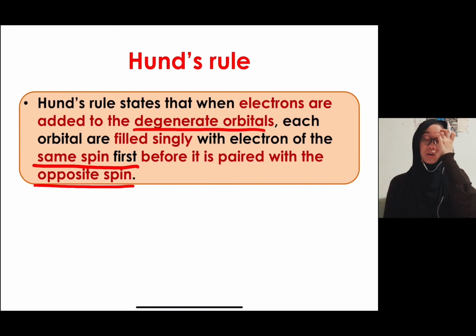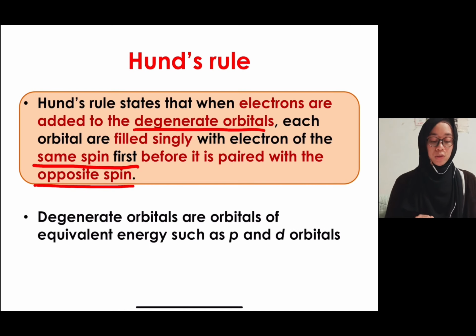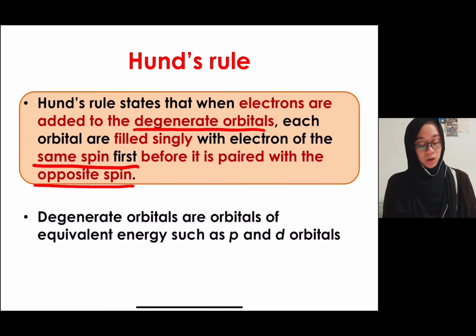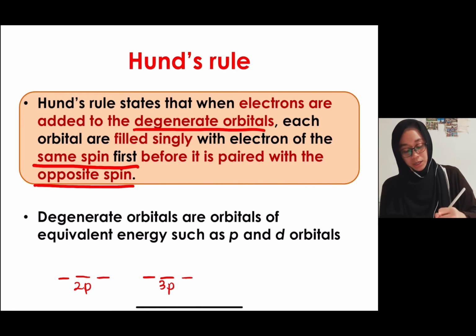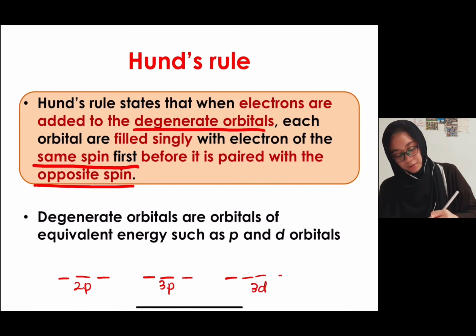Okay, so benda pertama kamu nak kena faham kat sini adalah what are degenerate orbitals. Degenerate orbitals are orbitals of equivalent energy such as p and d orbitals. So kalau kamu realize tadi 2p ada 3 orbital kan. Okay, same goes to 3p. 3p pun ada 3 orbital juga. Kalau d pula ada 5 orbital. 1, 2, 3, 4, 5.